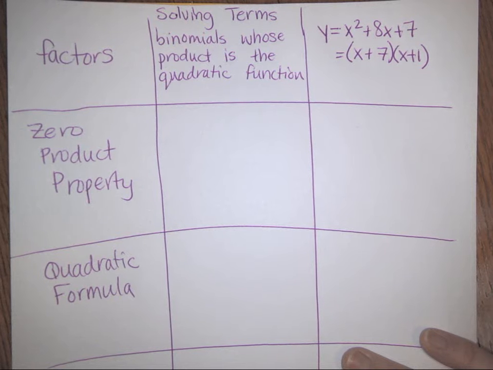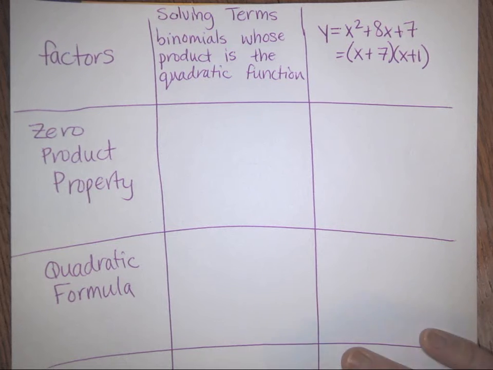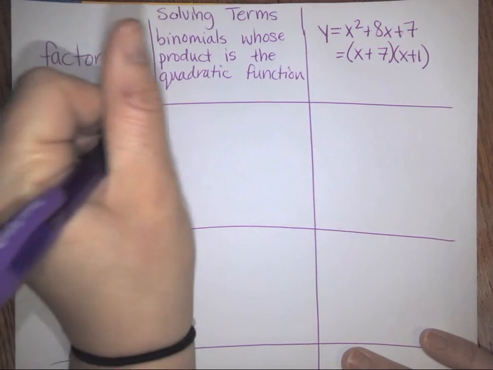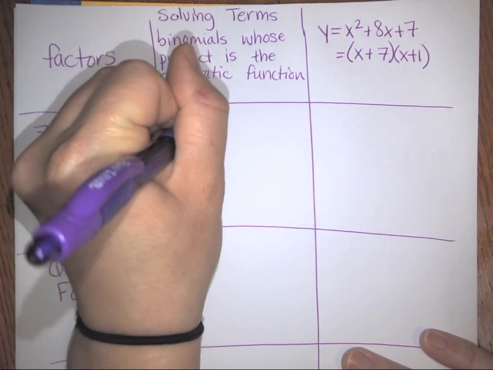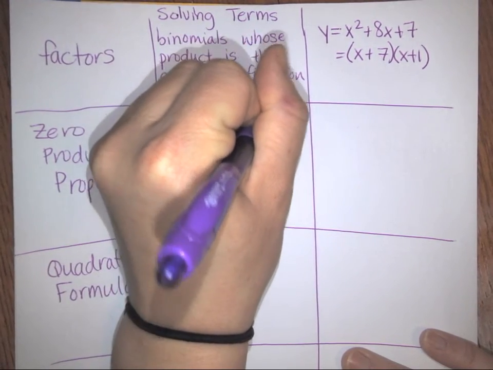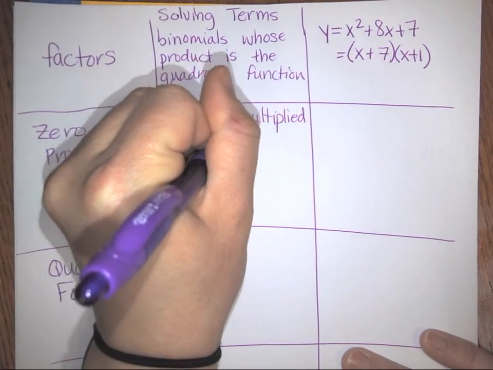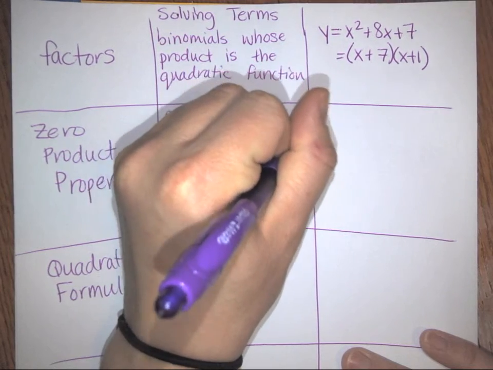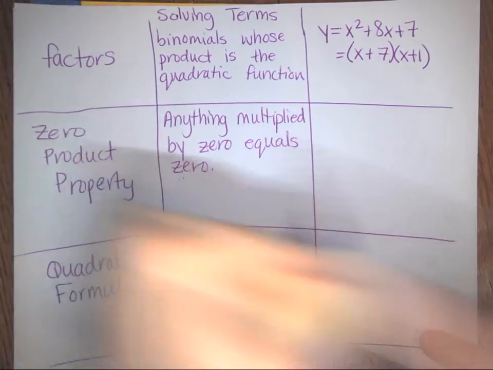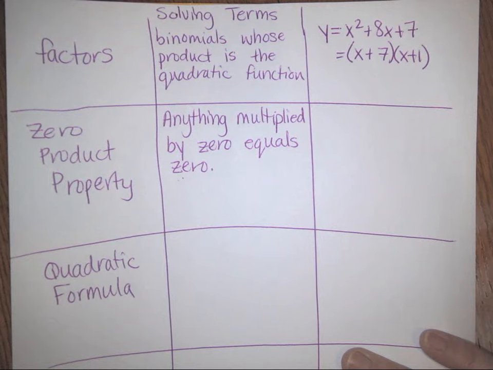Something else we're going to be talking about when solving quadratics, especially when talking about factors, is the zero product property. If you recall all the way back to our functions unit, when we talked about the different properties of numbers, the zero product property states that anything multiplied by 0 equals 0. Anything. This can be a number, this can be a variable, this can be a very complex polynomial. Whenever you take anything and multiply it by 0, the result will be 0.